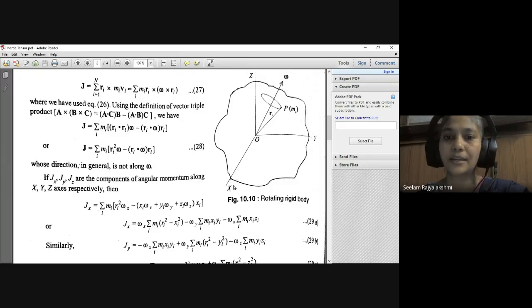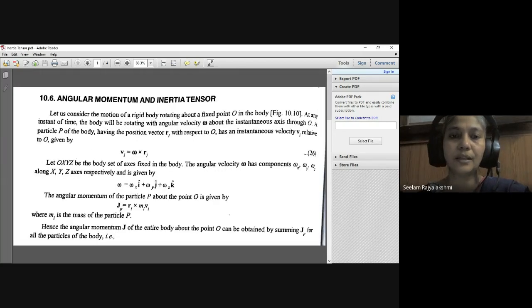And here we have the x-axis, y-axis, and z-axis, and a particle P of mass mi, which is present in the body. It rotates about a fixed point O with position vector Ri and its velocity Vi. Now Vi equals omega cross Ri, because the body is rotating about a fixed point O with angular velocity omega. Here Ri is the position vector of the particle P, and Vi is the velocity of the particle about the fixed point O.